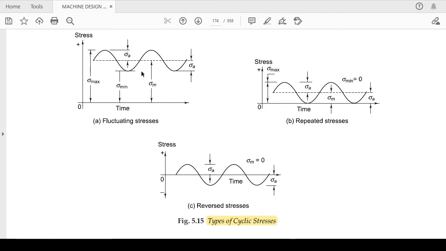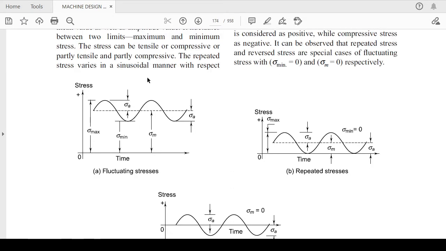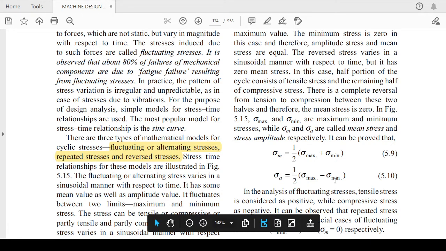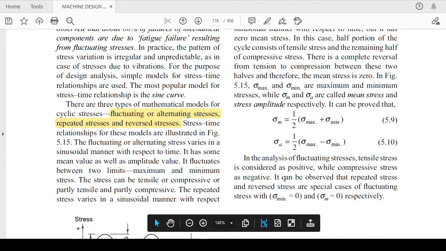So there are two stresses, sigma a and sigma m, as you can see in the picture, which are called the mean stress and the amplitude stress. Sigma mean, or sigma m, can be calculated as 1 by 2 times (sigma max plus sigma min). Sigma a is 1 by 2 times (sigma max minus sigma min). With the help of this you can calculate the vice versa equation. If sigma m and sigma a are given, then you can calculate sigma max and sigma min. If max and min are given, then you can calculate sigma mean and sigma amplitude, or stress amplitude.